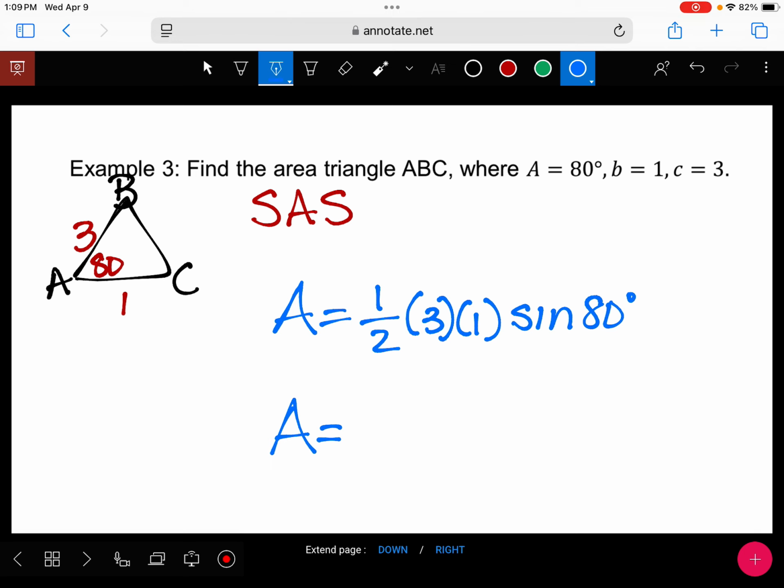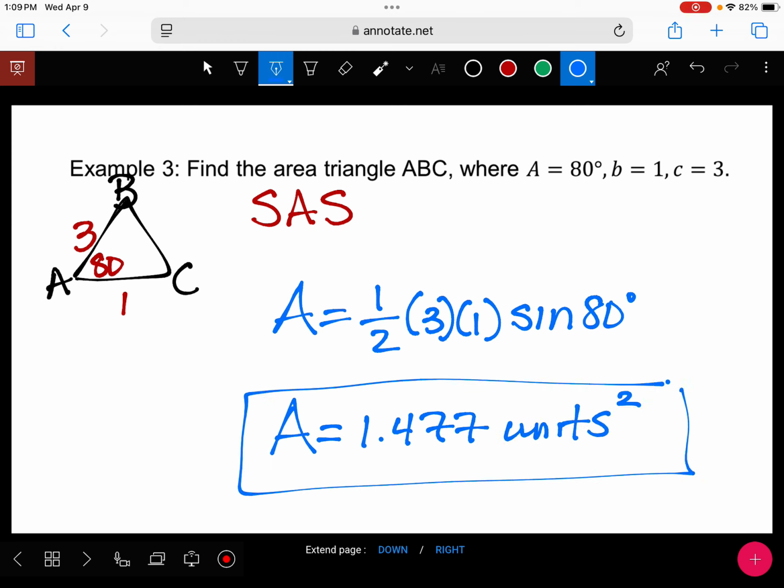So when I did it, I got 1.477. Anybody else get that? Any questions about it? 8.4 is pretty easy. Nothing hard about it. All right, go ahead and do example 4 on your own. Go to the next page. Let's do example 4. Again, you do not have to draw out the diagram.